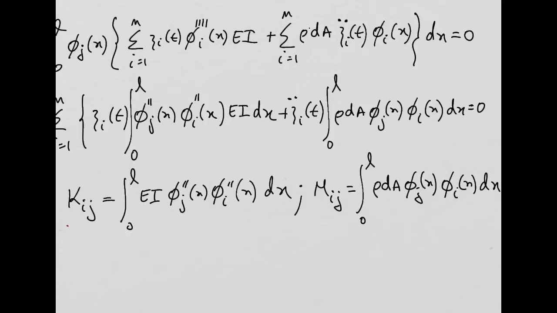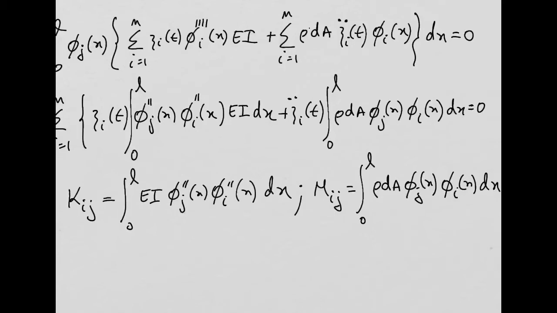Look at this. For the stiffness matrix, this EI is the flexural stiffness of the beam, right? So it needs to be included in the stiffness part. And for the mass matrix, this rho dA is the mass per unit length, which is a term that should be included in the mass matrix. Make sense or not?